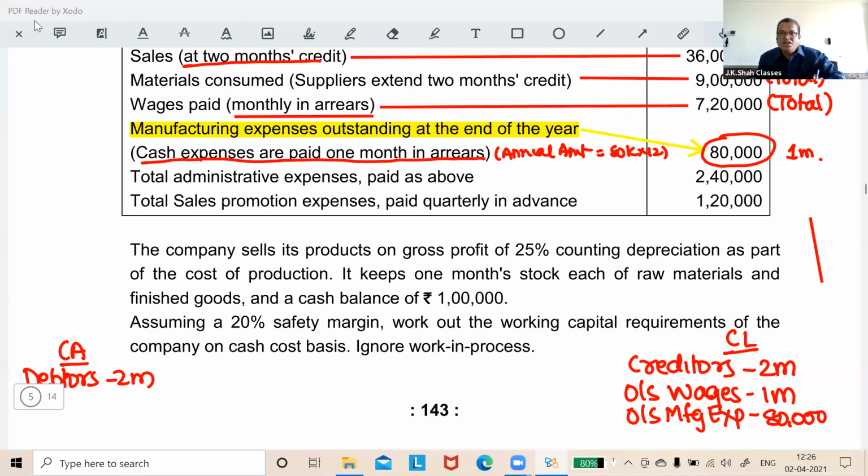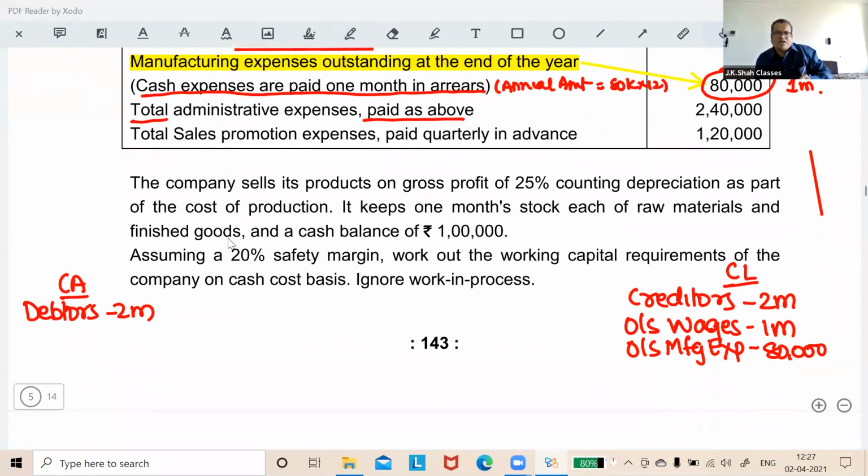Again, guys, after this, here I wrote myself, I wrote total. Now here they give you total, which means this amount is the income statement amount, correct? Paid as above. What do you mean by paid as above? 1 month in arrear. Okay, fine. So in my list of current liabilities, I would write outstanding administration expenses. How much? I need to write the duration. No, the amount is for the full year.